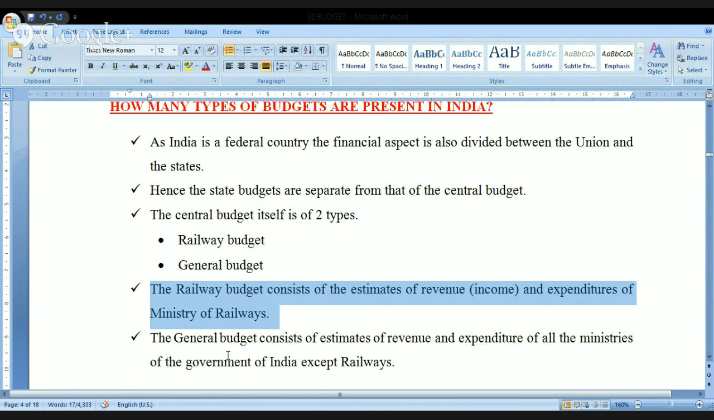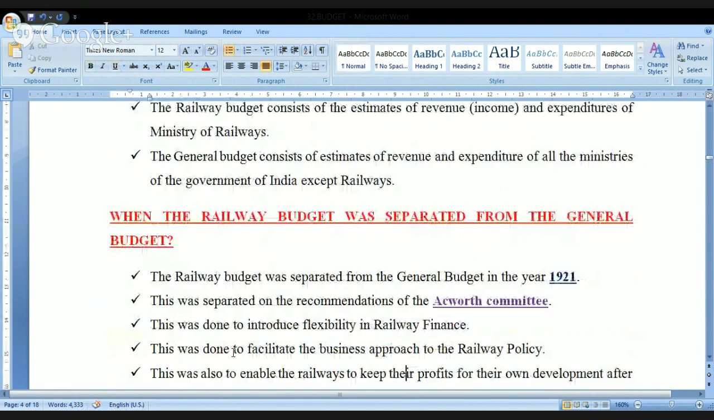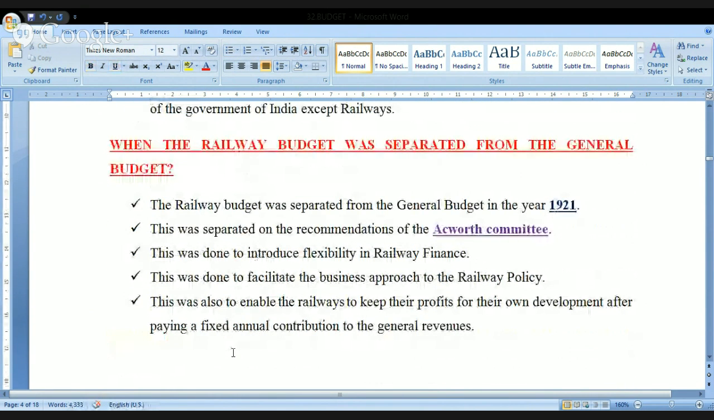And when it comes to the general budget, it is the estimates of revenue and expenditure of all the ministries of the government of India except railways. If it is exclusively railways, it is called the railway budget. Excluding railways, it is called the general budget. Clear? Now, when the railway budget was separated from the general budget, it happened in the year 1921.